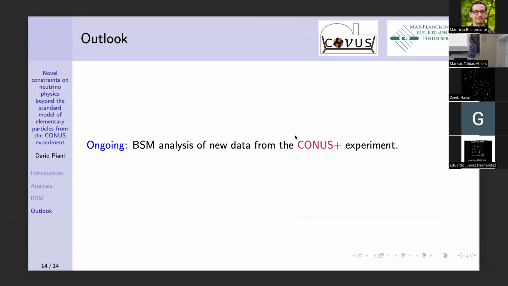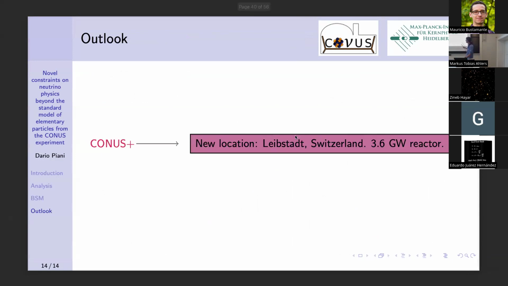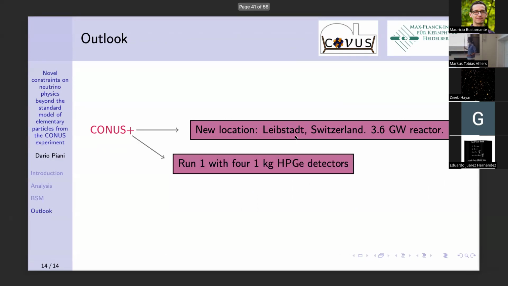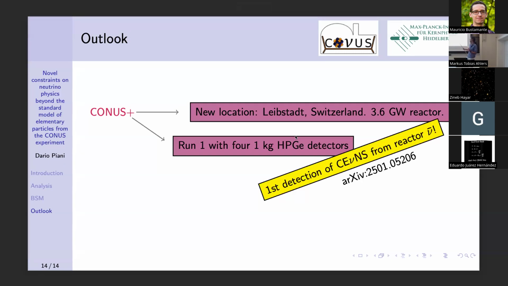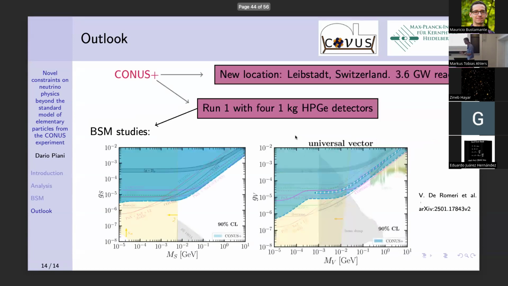Okay, I'm gonna wrap this up very quickly because the next phase of the experiment is already underway. That is the CONUS+ experiment, which had to relocate to Switzerland. As I said earlier, the reactor in Germany was closed off. And run 1 was still done with 4 1-kilogram detectors, but with an improved threshold of around 160 eV. And that led to the first detection of CEvNS from nuclear reactors.